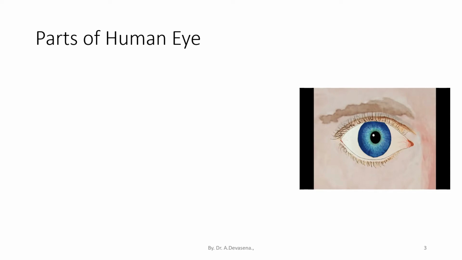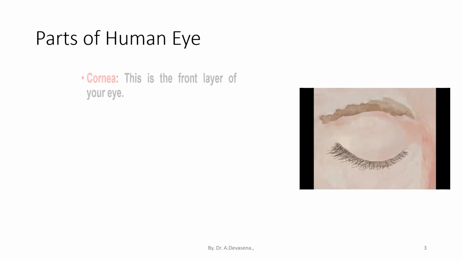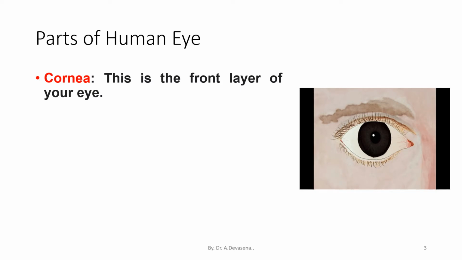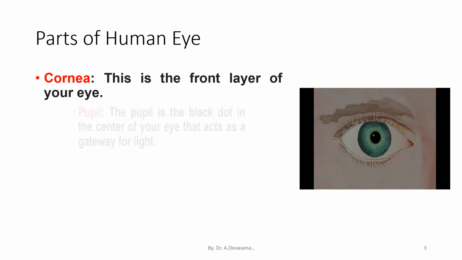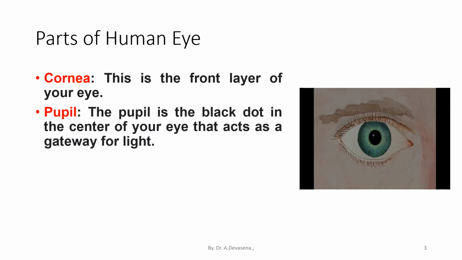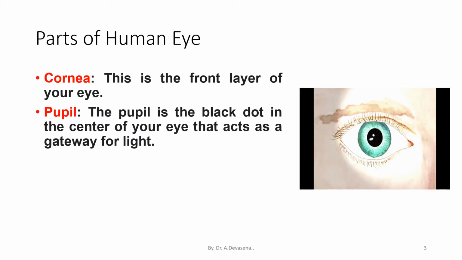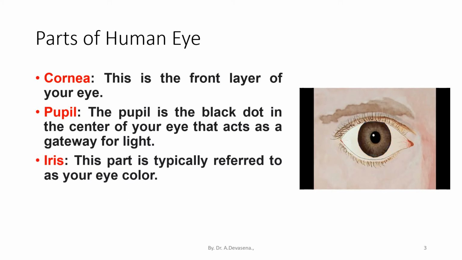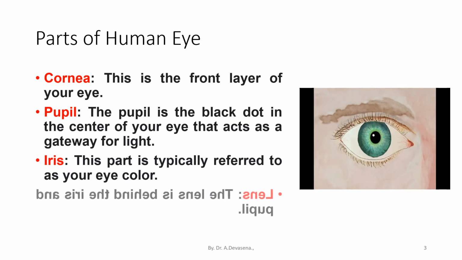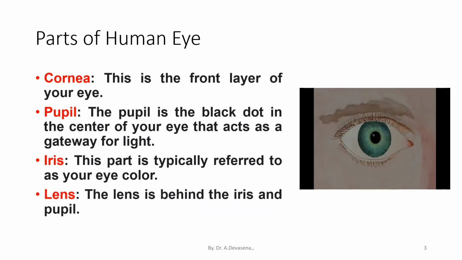Parts of the human eye. The human eye comprises the cornea. This is the front layer of your eye. Pupil. The pupil is the black dot in the center of your eye that acts as a gateway for light. Iris. This part is typically referred to as your eye color. Lens. The lens is behind the iris and pupil.